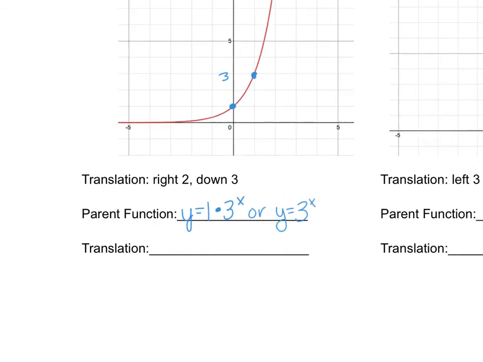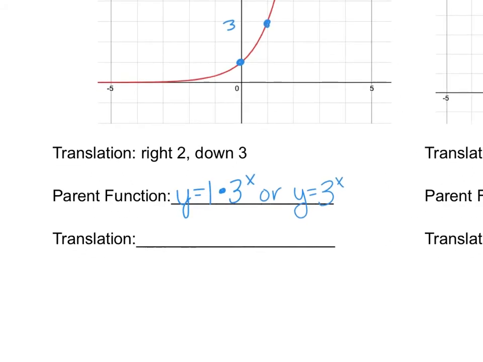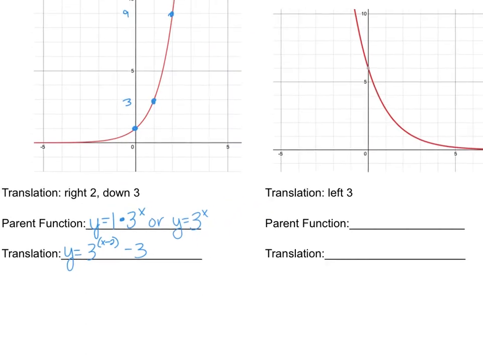Okay, now this one, the translation, they want you to write the formula for. So how do you write right 2? Well, that's going to be up in the parentheses, right? Up in the exponent. So right 2, you do the opposite, so that would be minus 2, close parentheses. And then if you go down 3, that's a minus 3 on the outside. Okay, there's our first one.